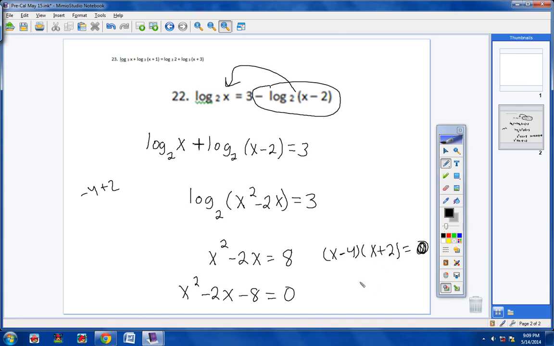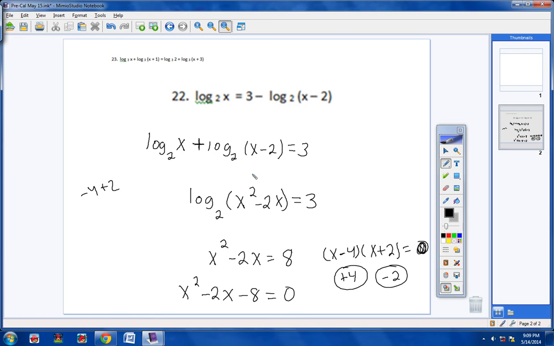Now, what solution would satisfy this parentheses? A positive 4. And what number would satisfy this parentheses? A negative 2. Now, both of those might work, they might not work. Maybe one of them will work and one of them won't work. But you need to check them in the original equation and make sure your arguments are positive.